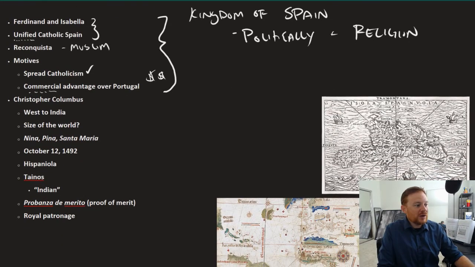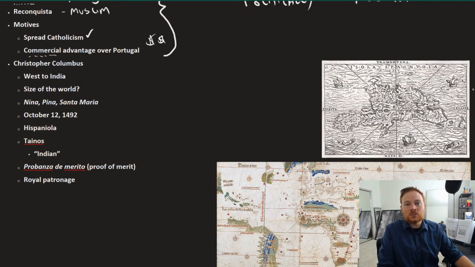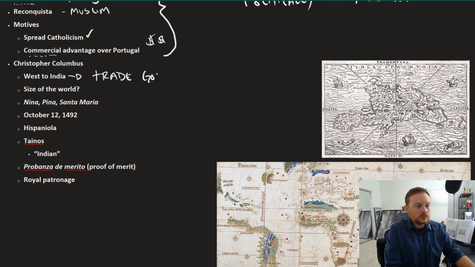We also talked about how Christopher Columbus came to the New World in Chapter 1, that initially he hoped to sail west to reach India to get things like trade goods. He miscalculated the size of the world, and on October 12, 1492, sailing on his three ships, the Nina, the Pinta, and the Santa Maria, he arrived rather on the island of Hispaniola than where he believed, which was Asia or India.